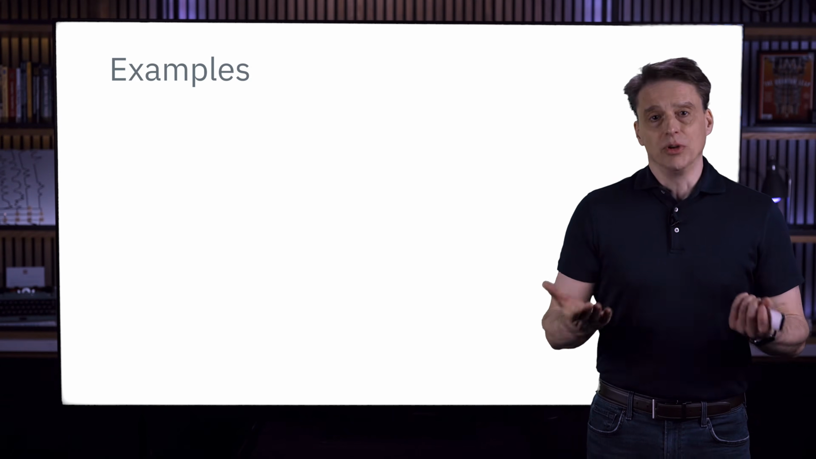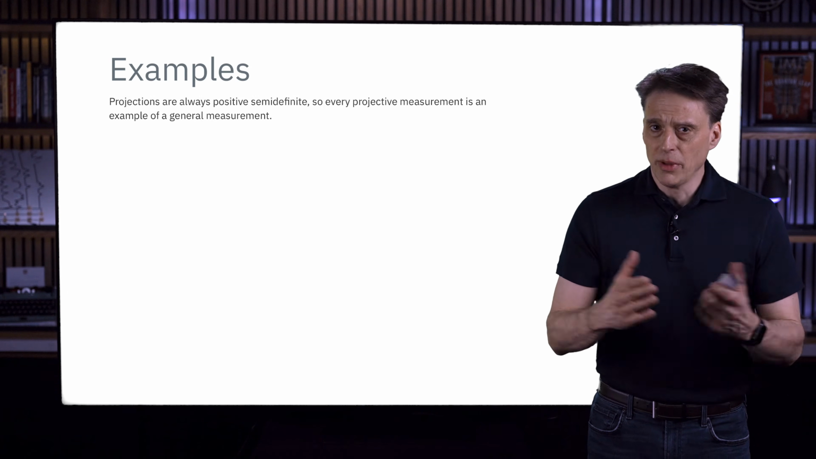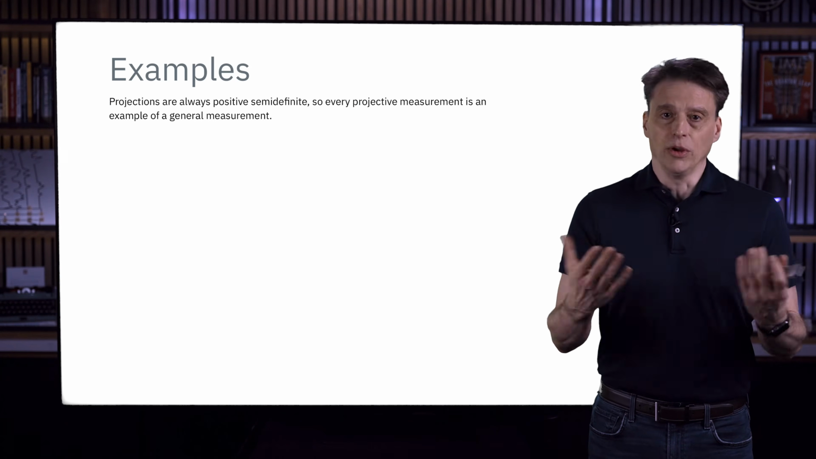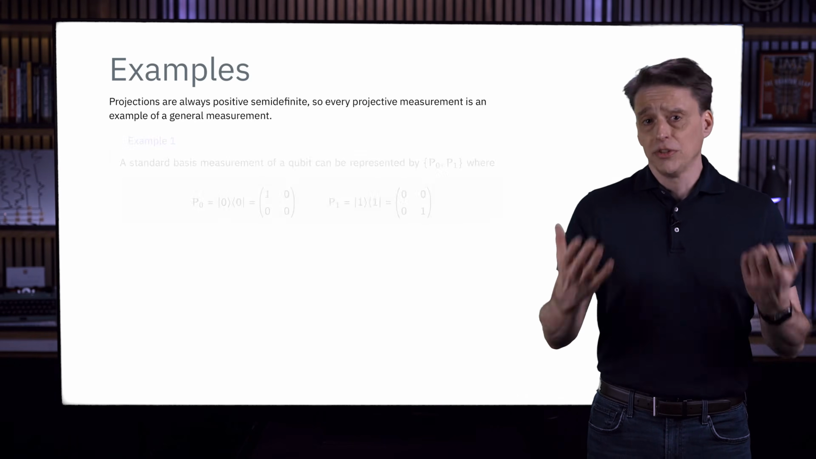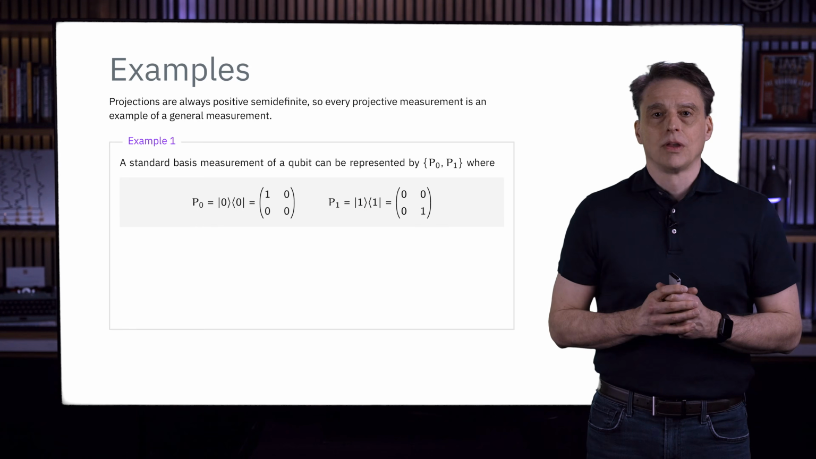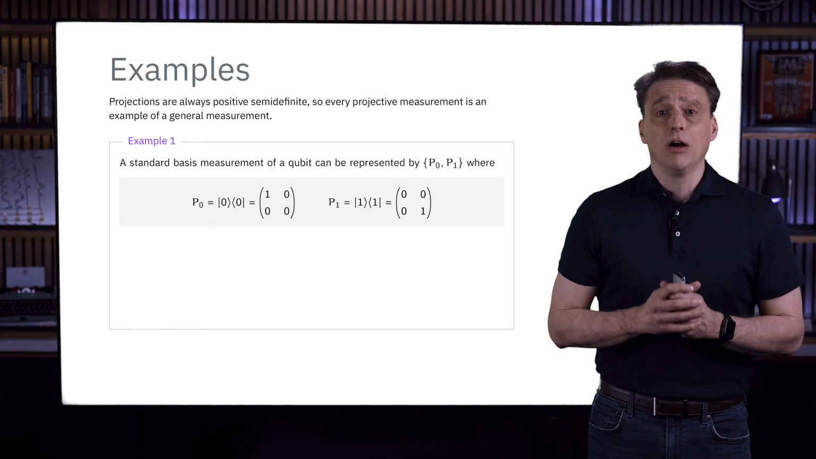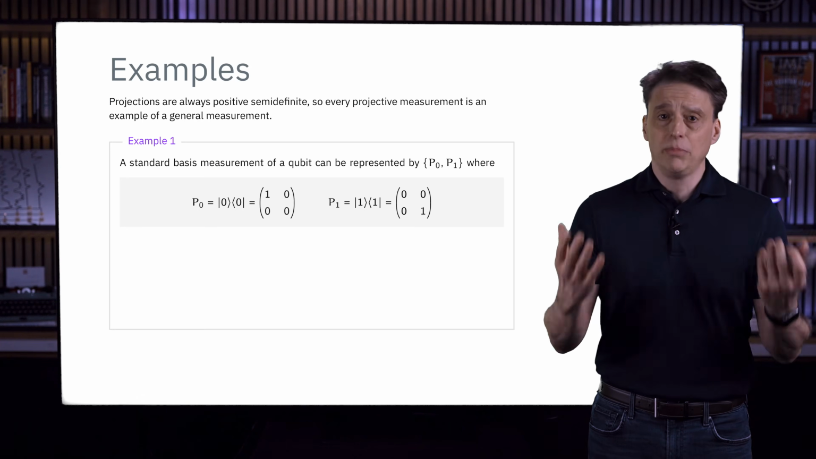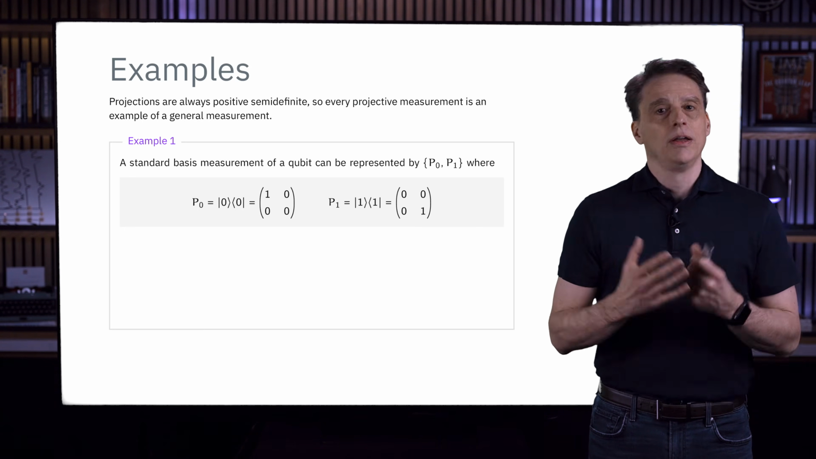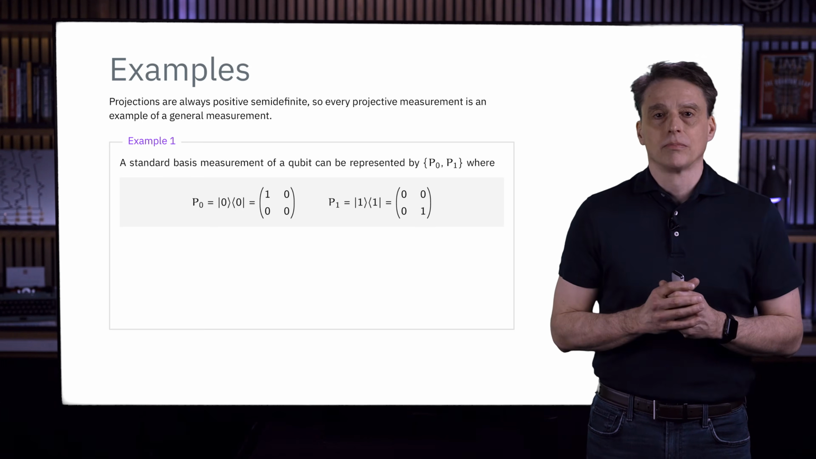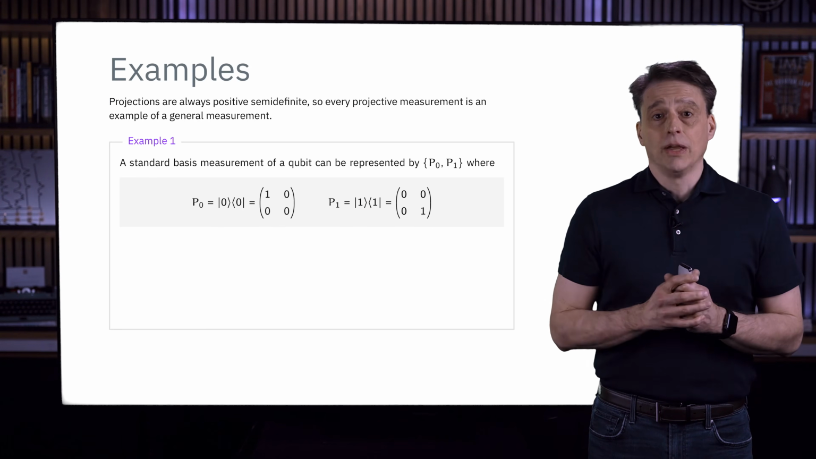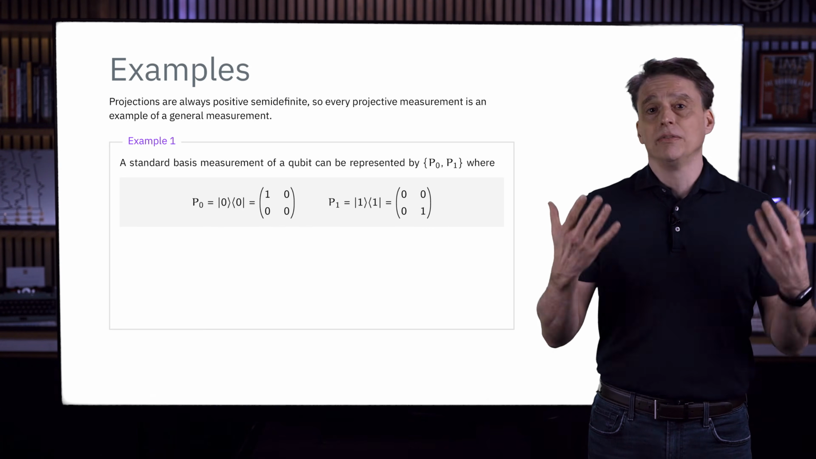Now let's take a look at a few examples. I already mentioned that projective measurements are a special case of general measurements because projections are always positive semi-definite. But it's nice to start simple, so let's begin with a standard basis measurement of a qubit. We can represent a standard basis measurement of a qubit by two matrices, P0 and P1, defined as is shown on the screen. P0 is ket 0 bra 0, and P1 is ket 1 bra 1. These are both positive semi-definite matrices, and indeed they're projections, and they clearly sum to the identity, so together they describe a measurement.